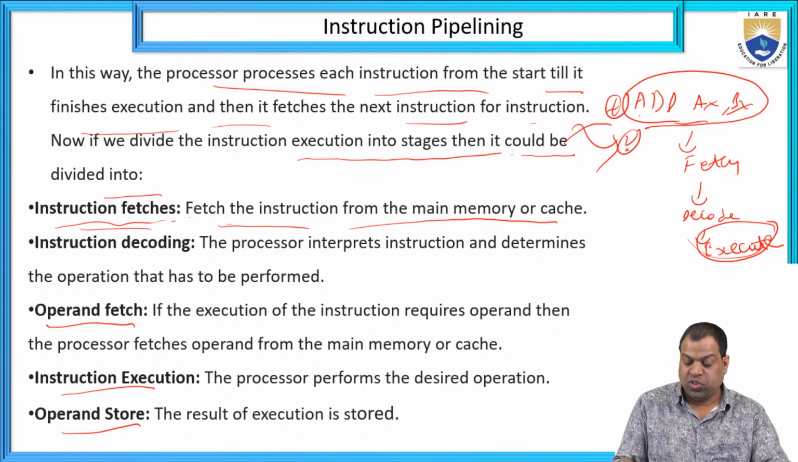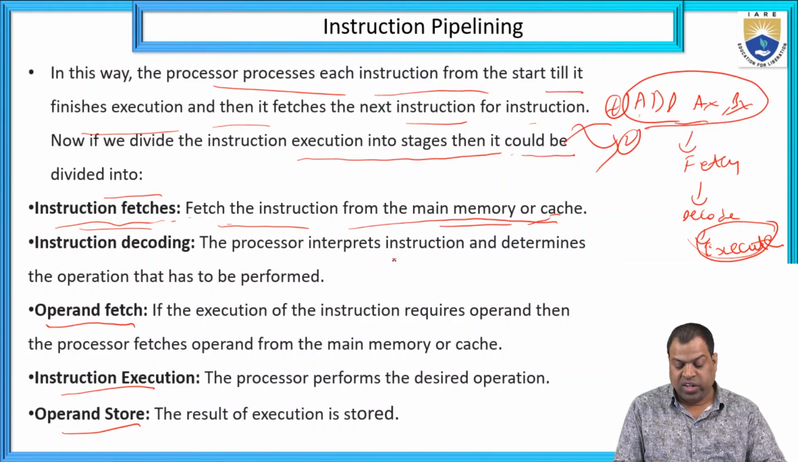Instruction fetch means fetching the instruction from the main memory or cache memory. After fetching is completed, it goes for the decode. Yes, in the memory our instruction is available. Then what is the next step? It is going for the decoding. So, instruction decoding: the processor interprets the instruction and determines the operation that has to be performed.